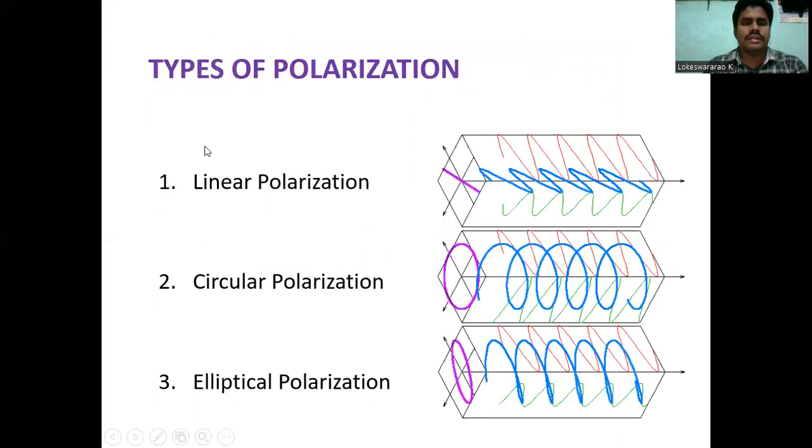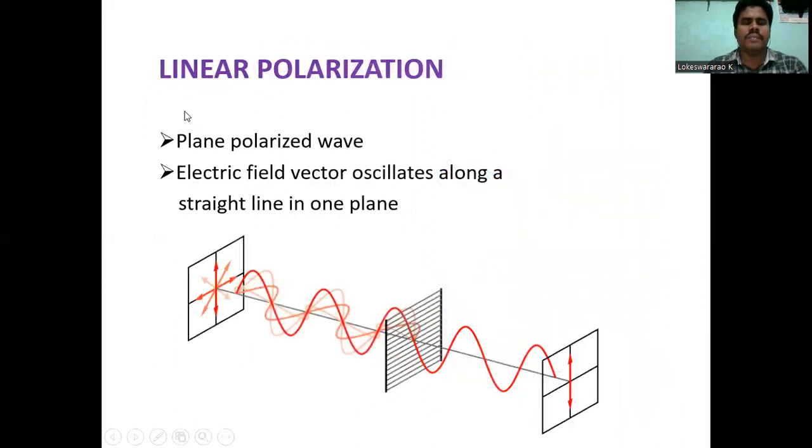These are the types of polarization. First one is linear polarization, second is circular polarization, and third one is elliptical polarization. We'll discuss one by one. In linear polarization, the electric field vector oscillates along a straight line in one plane.